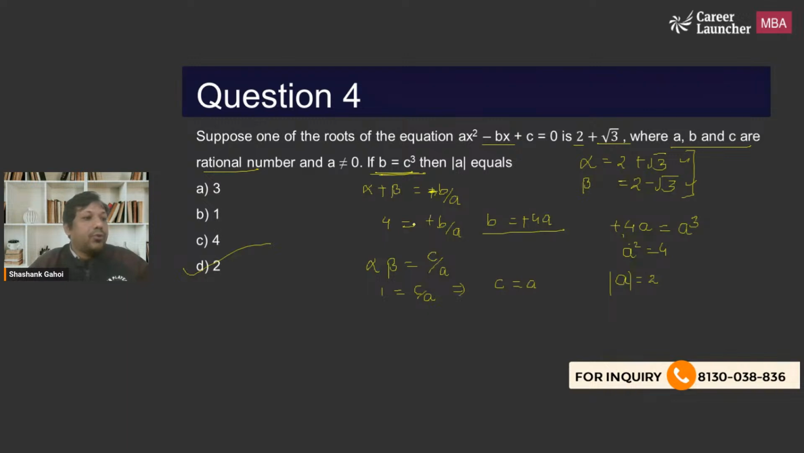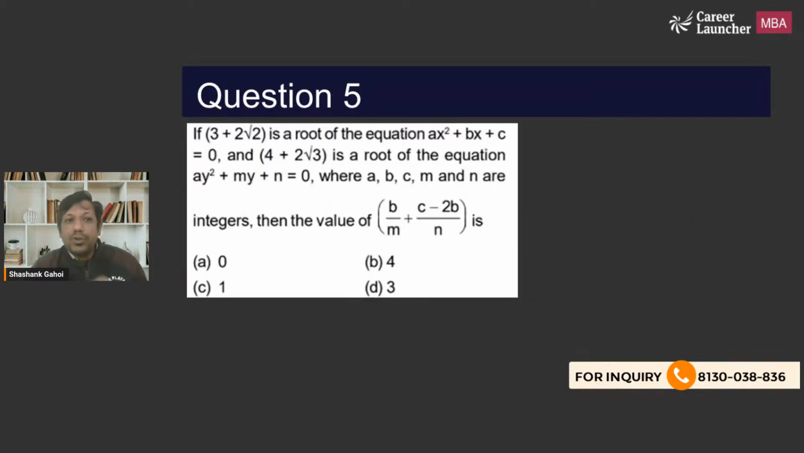Now what I am going to do, I hope everyone understood this question and what the approach is. Okay, now let's move on to the next one. What does it say? It is a similar question: 3 plus 2 root 2 is a root of this equation, and 4 plus 2 root 3 is a root of another equation. The question asks for the value of b upon m plus c minus 2b upon n.